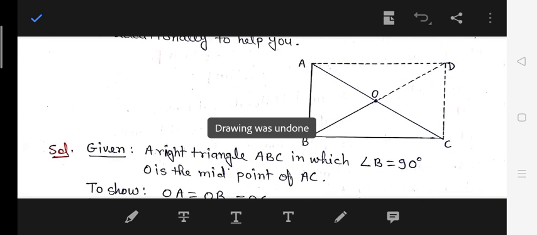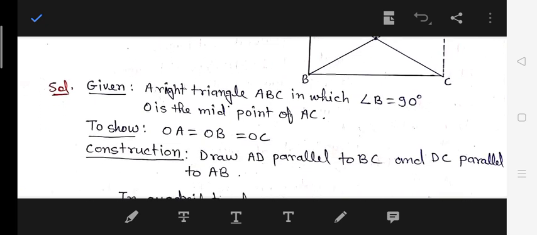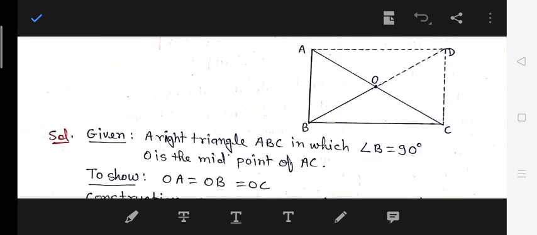It is given that a right triangle ABC, that is given in the question. ABC is a right triangle in which angle B is 90 degree and O is the midpoint of AC, that is given in the question. And what you need to prove? You need to prove that O is equidistant from A, B and C. It means you need to show that OA equal to OB equal to OC.